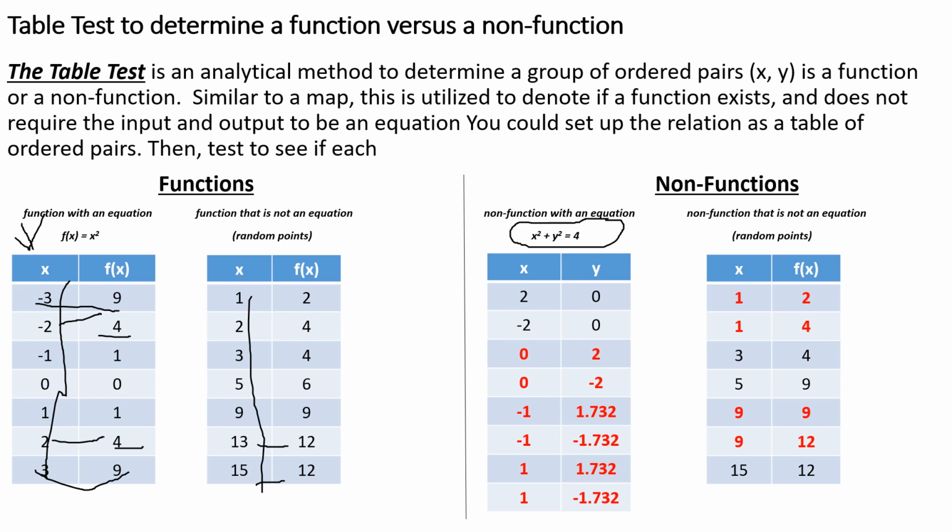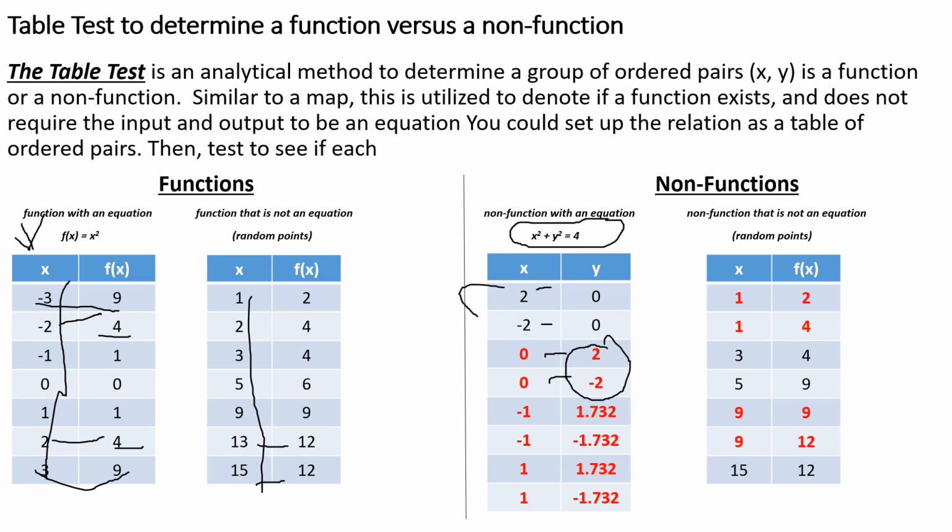If I look at this, and you can think about a circle, we're going to have more than one place where it crosses that vertical line. When I put in 2, I get 0. When I get negative 2, I also get a 0. So I don't know where 0 goes to. Should it go to 2 or negative 2?